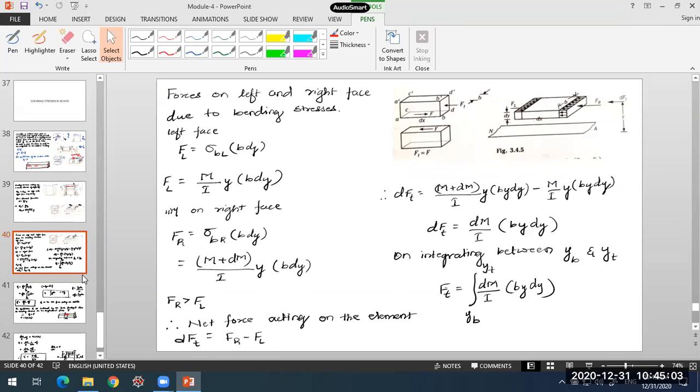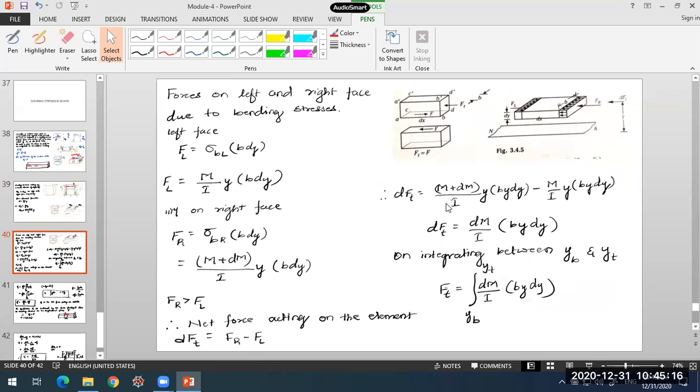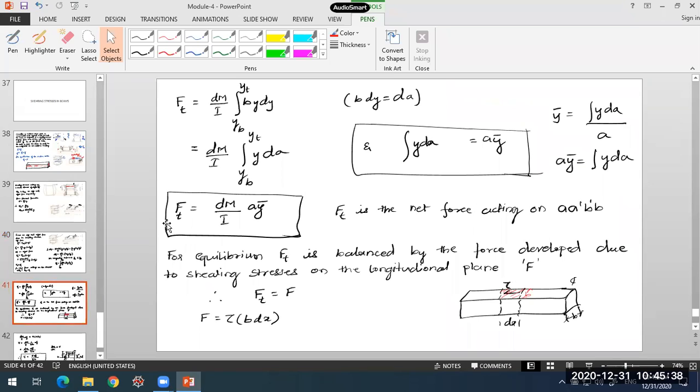Now, if I want to know the total force acting on this part of the beam, A dash B dash, I just have to integrate this dFt between the limits yb and yt. yb is the bottom edge of the section we have considered, and yt is the top edge. So that's why I'm integrating dFt between yb and yt. On integrating, the net force Ft is equal to dM by I into A y bar. This is the net force acting on A dash B dash.